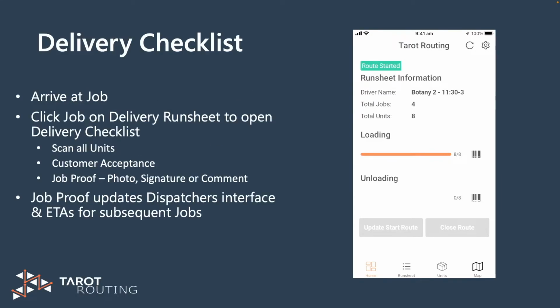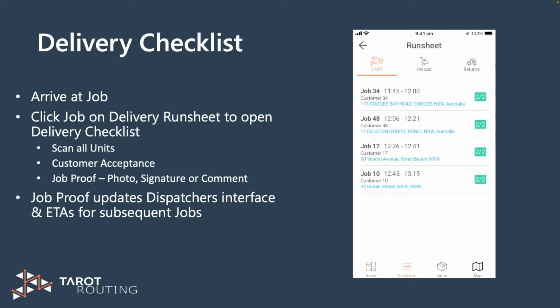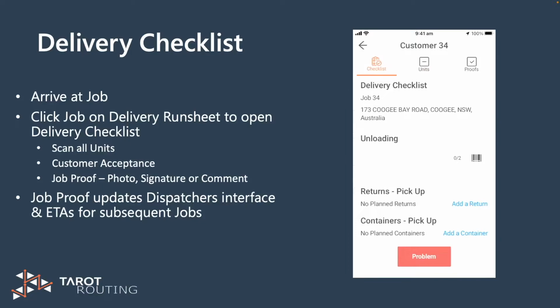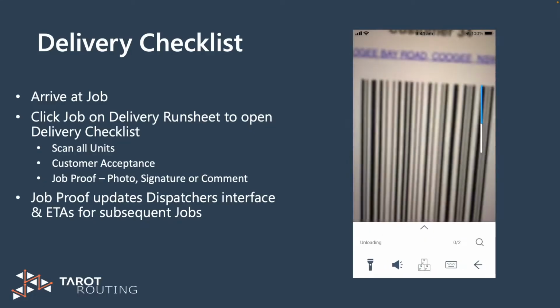Once you have arrived at a job, navigate to the Unload run sheet and select the job you are currently at to open the delivery checklist. The delivery checklist has 3 steps: scanning, customer acceptance, and job proof. You need to complete each step before advancing. Click the barcode to start scanning. The camera will open and start to look for the units or barcodes associated with the job that you are currently in.